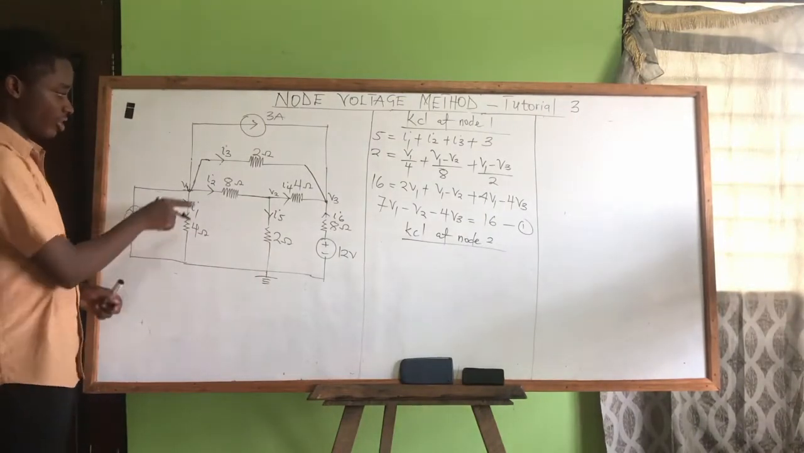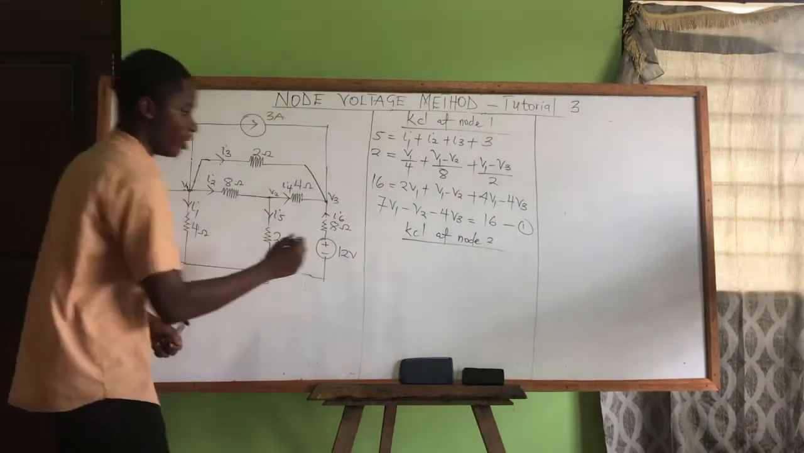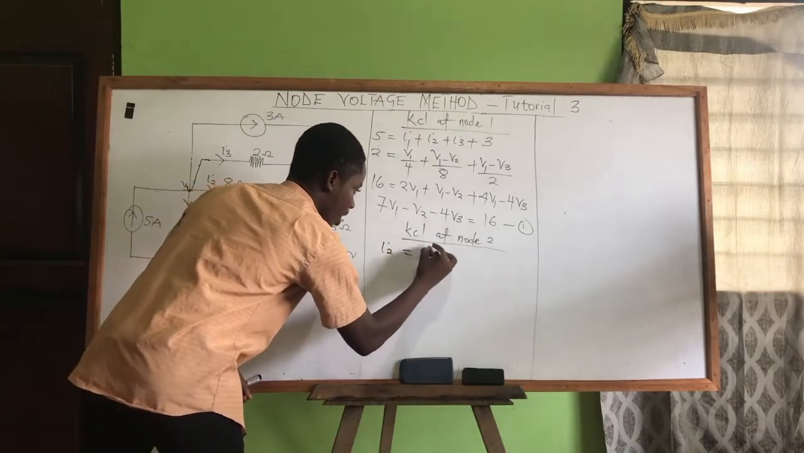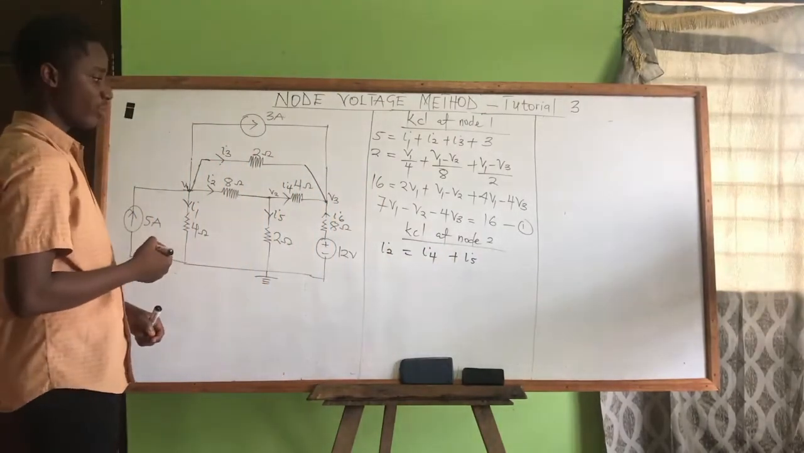Which of the currents is entering? At this node I have I2 entering, I5 leaving, I4 leaving. So I2 is equal to I4 plus what? I5. Let's express each of the currents.